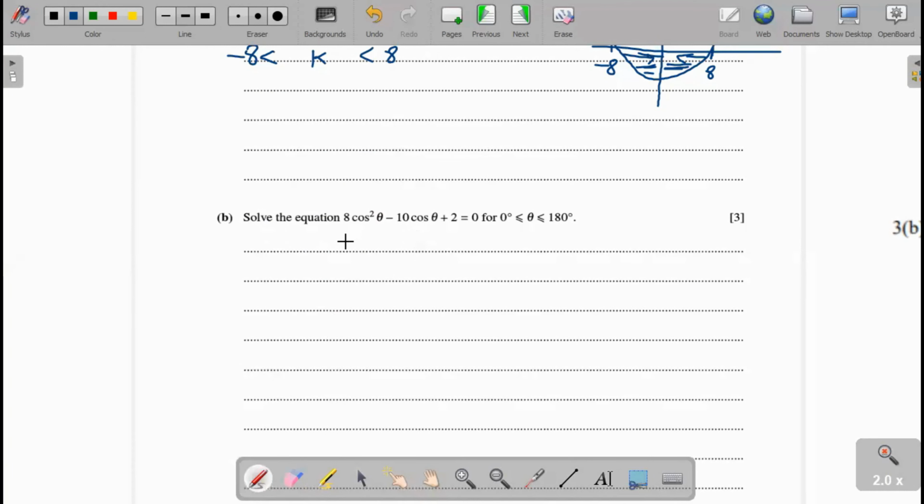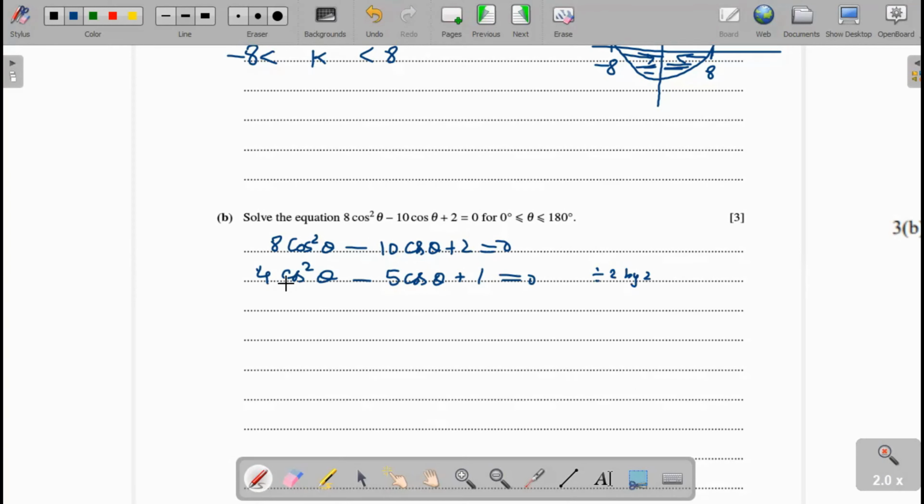Now we solve the equation 8cos²θ − 10cosθ + 2 = 0, where θ is greater than or equal to 0 and less than or equal to 180. Firstly, we take the common factor in this equation. That 2 can be taken as common. The equation becomes 4cos²θ − 5cosθ + 1 = 0, because we divide the equation by 2.